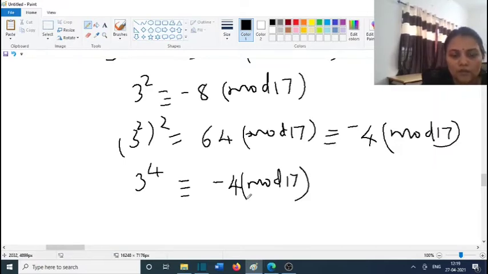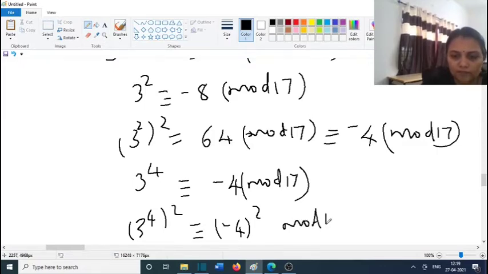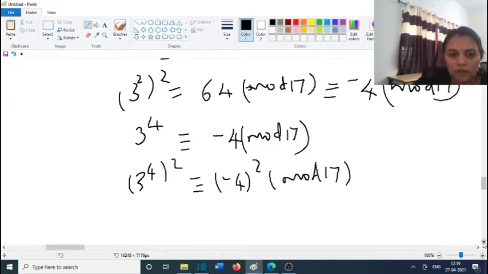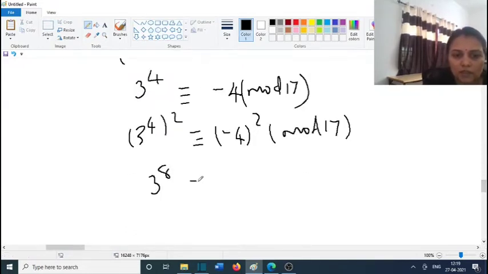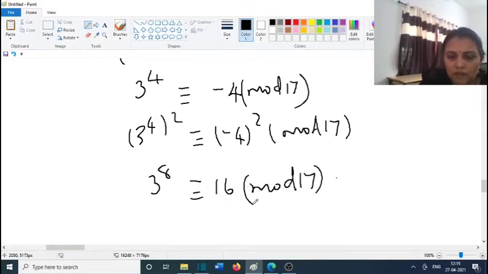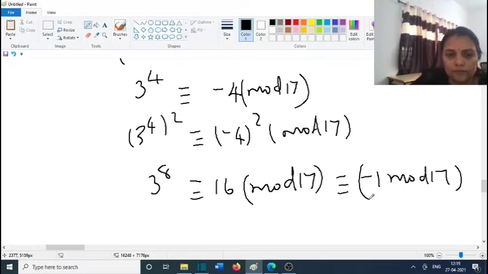Now again take the power of 2. 3 raised to 4 power 2 is congruent to minus 4 all square mod 17, which is 3 raised to 8 congruent to 16 mod 17, which is equal to minus 1 mod 17. We have to show that 3 raised to 247.